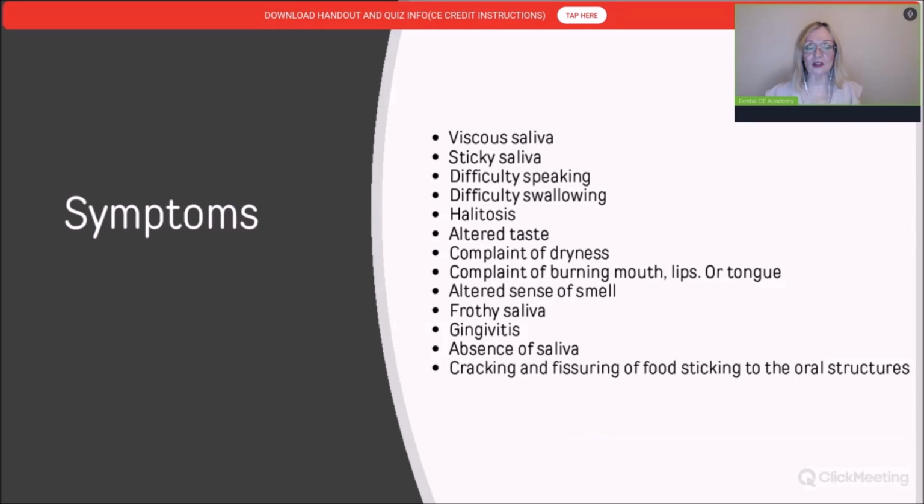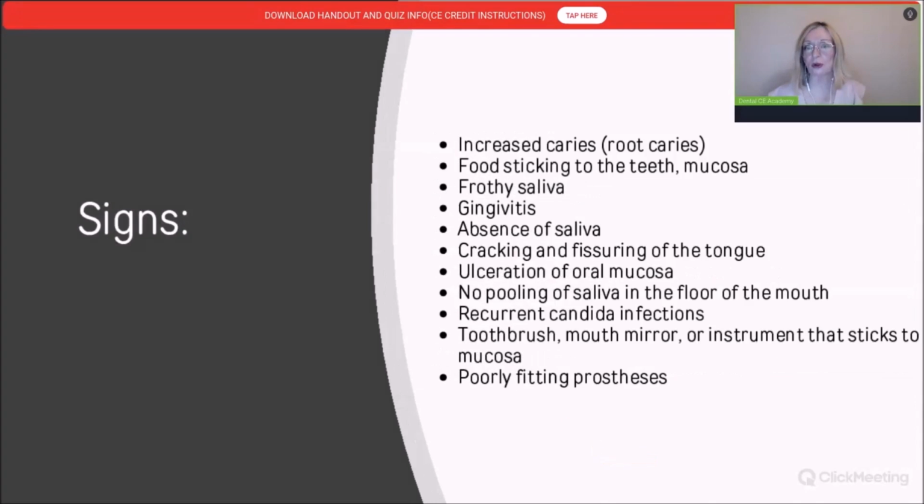All right, we spoke about symptoms earlier, but good review: viscous saliva, sticky saliva, difficulty speaking or swallowing, halitosis, altered taste, complaint of dryness or burning mouth, altered sense of smell, frothy saliva, gingivitis, absence of saliva, cracking and fissuring of the mucosa, or food actually still stuck to the teeth.